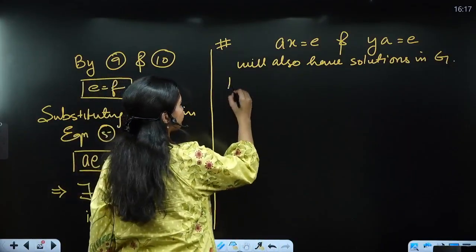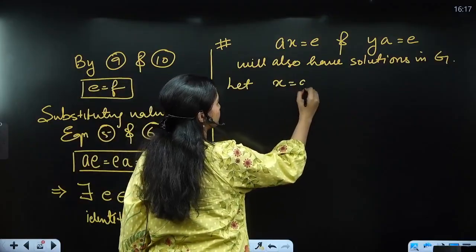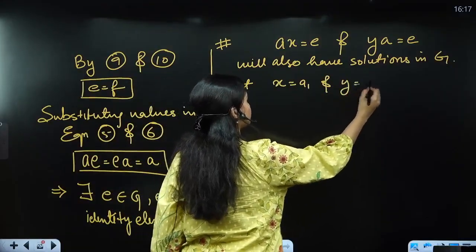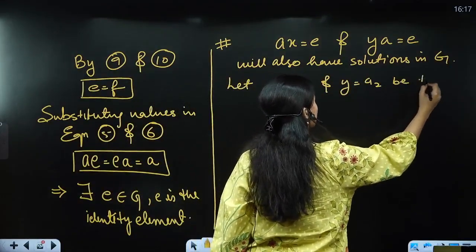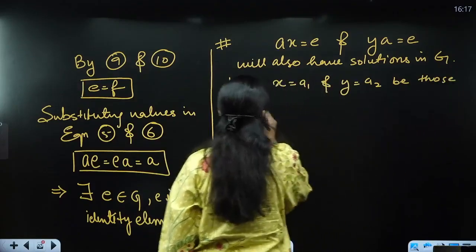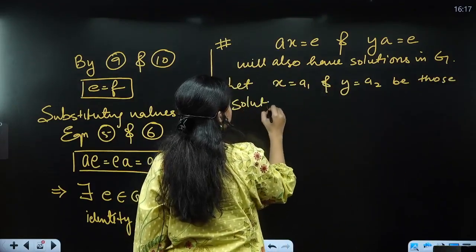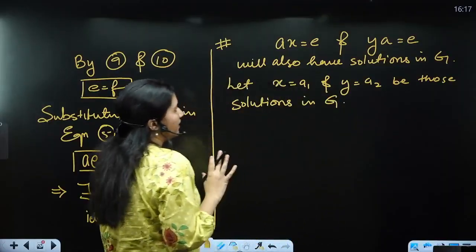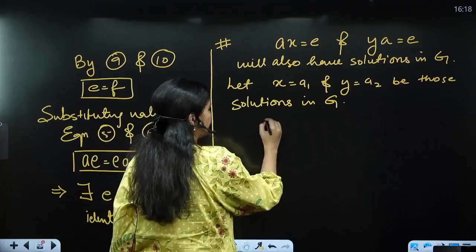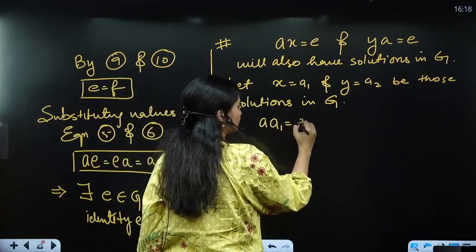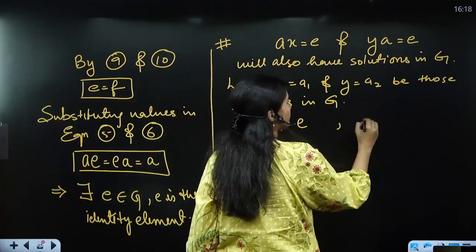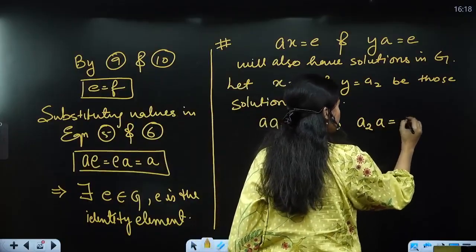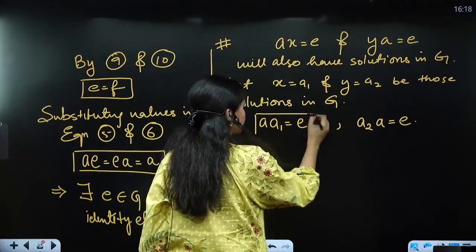So let x equals a1 and y equals a2 be those solutions in G, right? Now this means that a a1 equals e and a2 a equals e. Clear? Any problem till here?